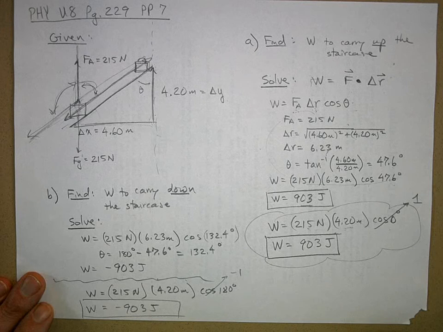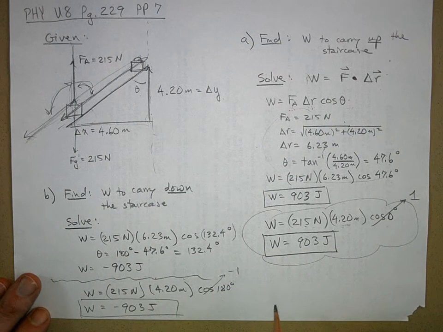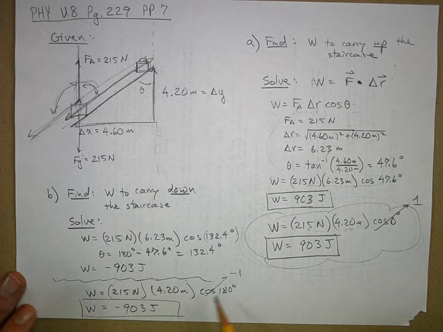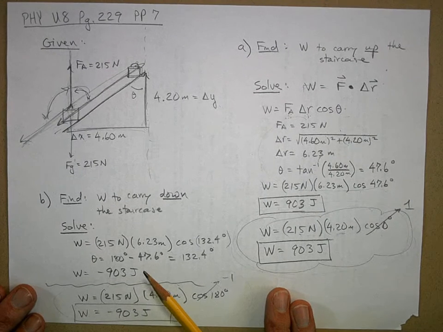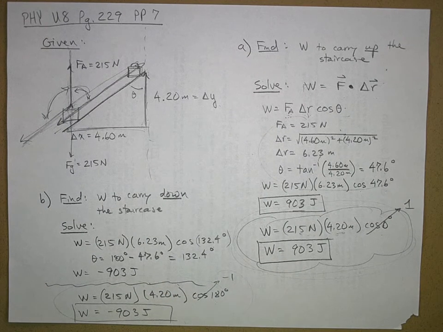So really, to do this problem, all you needed to do for part A is this, and all you had to do for part B is this. This is way easier than going through all this, but it is the same stuff. Okay? Any questions? That is all.